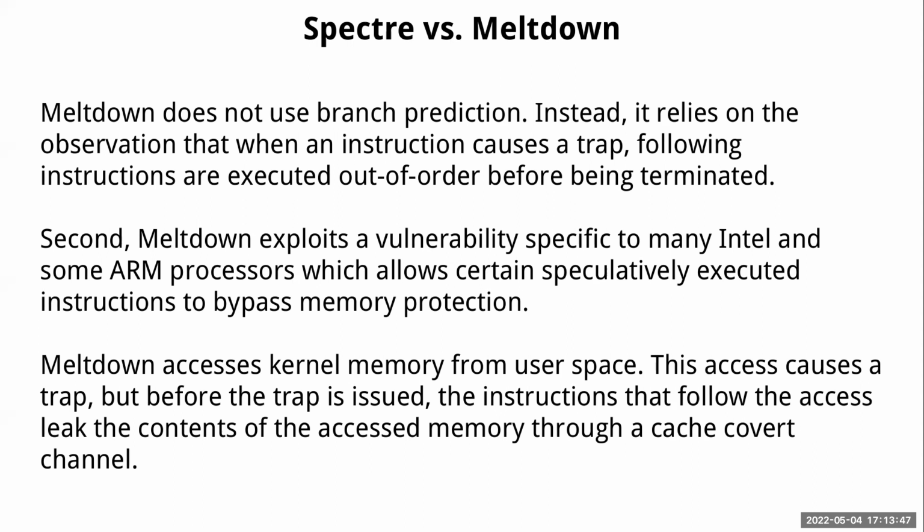Both are vulnerabilities, and the root cause of the problem is out-of-order execution. However, the out-of-order execution is slightly different. Spectre has branch prediction involved as well. So Meltdown, the vulnerability, is easier to fix.